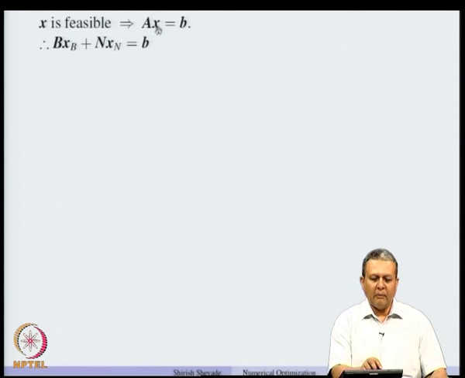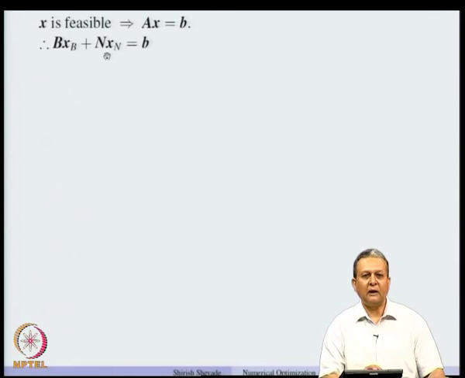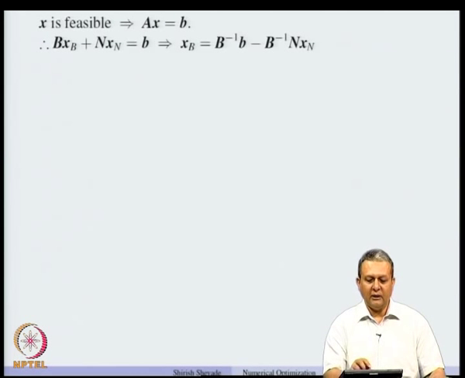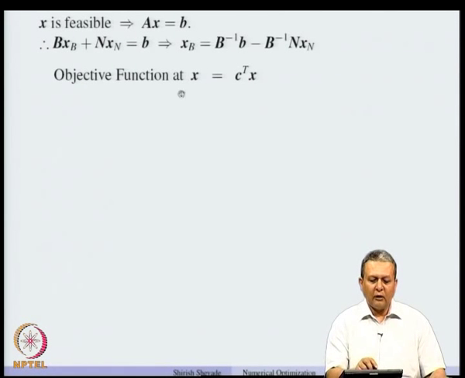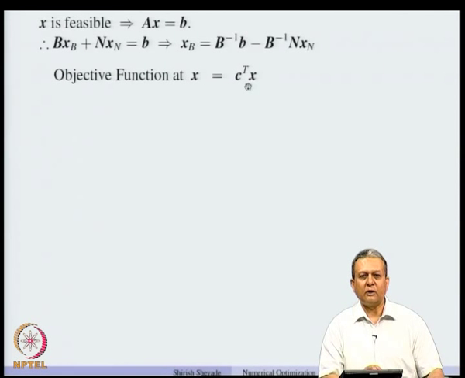So, by making use of the components of A as B and N, we can write this as B xB plus N xN equal to b, and therefore xB is equal to B inverse b minus B inverse N xN. We have already seen this earlier. Now, let us look at the objective function value at x, which is c transpose x.